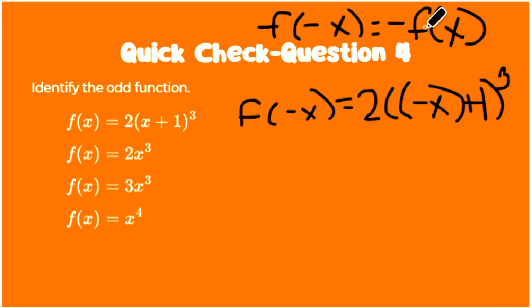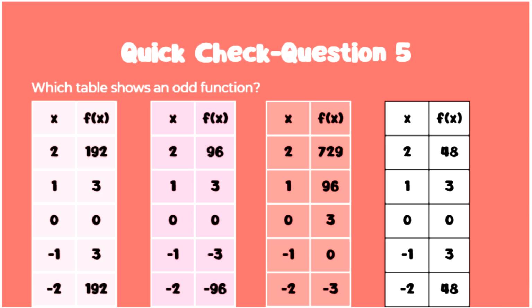Okay, we did this together. You should be able to do this. And this is quick check question 4. And then quick check question 5 is which table shows an odd function. Now remember, odd functions mean that you should have repeating numbers and that the signs should be flipped. Okay? If you need to go back and review that, go back and review that.